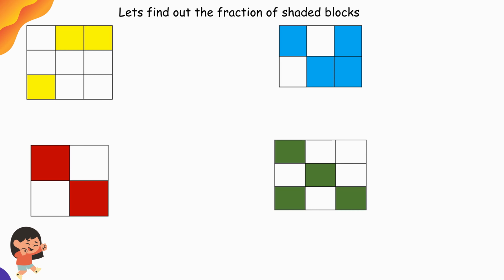Okay, let's do a little bit more practice. Now on your screen you can see 4 big blocks which have a number of small blocks as well. So take a paper and answer the question: what is the fraction of shaded blocks? So just write down the fraction of shaded blocks.